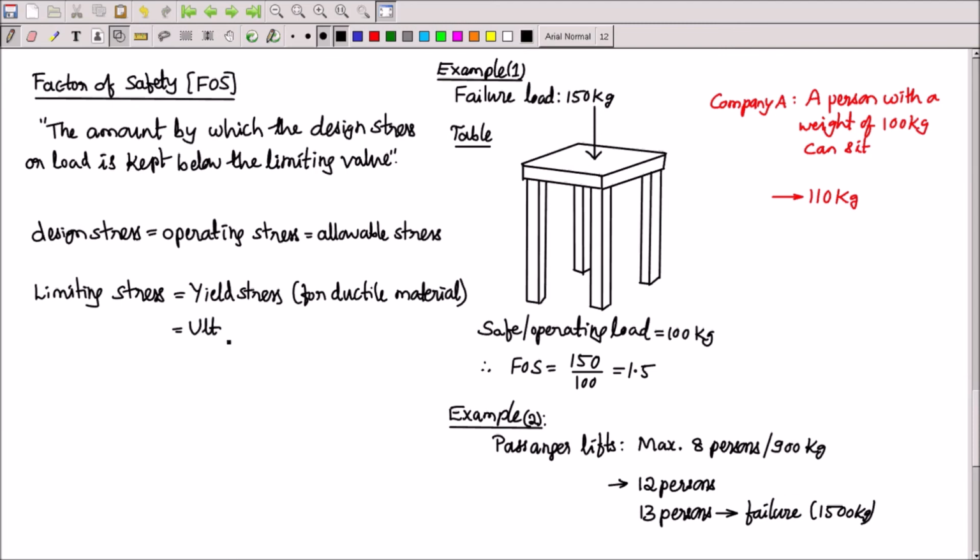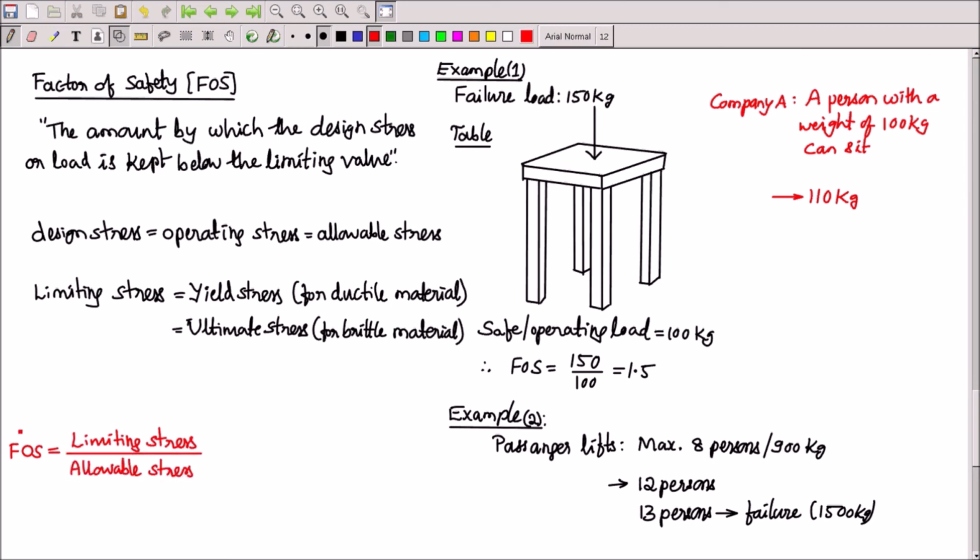So the yield stress itself is the limiting stress. But for some materials, we will not see a clear-cut yield point. So for such materials, we will also use ultimate stress. If it is a ductile material, you will clearly see the yield stress. If the material is brittle, then ultimate stress is used as a limiting stress. Mathematically, we can write FOS as yield stress divided by allowable or design or working stress. If it is brittle material, instead of yield stress, you will be using ultimate stress. So this is the definition of factor of safety.